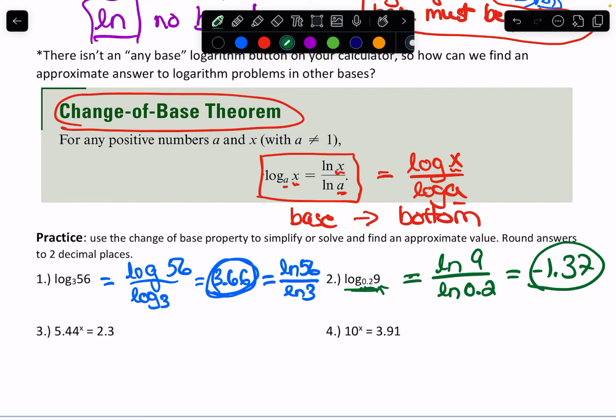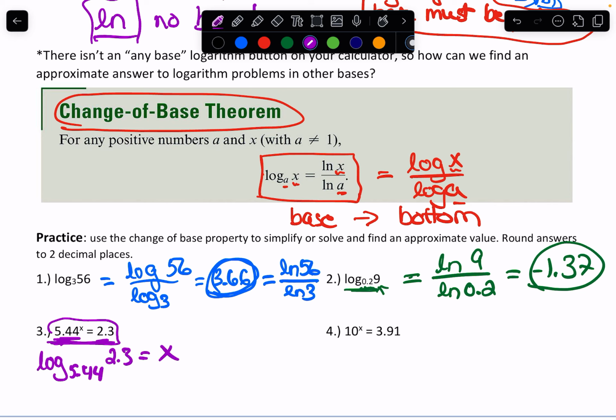Okay, this next one, number 3, we have the x as an exponent. So we are not able to plug this in the calculator in any way with this form. What we need to do is change it into a log first. So log and our base is 5.44. Our argument is 2.3 and our exponent is x. See how the x is out here, and we can solve this.